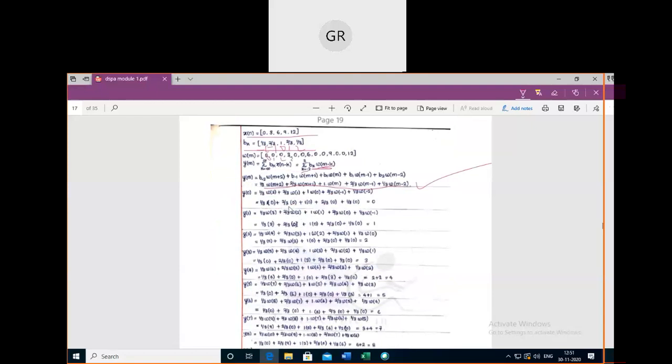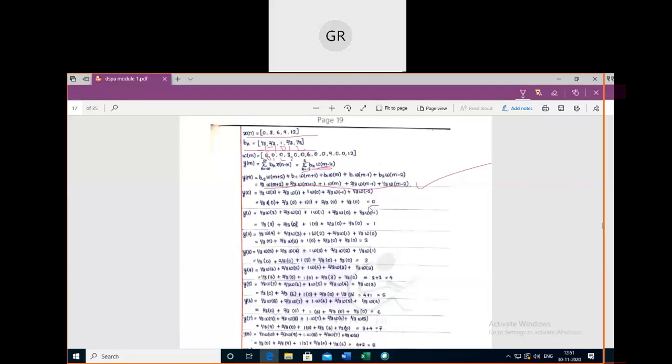Then we substitute the m value and k value here. We got this equation. Now we substitute m equal to 0. Here y of 0 equals 1/3 w of 2 plus 2/3 w of 1 plus 1 w of 0 plus 2/3 w of minus 1 plus 1/3 w of minus 2. The values start from the 0th position: 0, 1, 2, 3, 4, 5, 6, 7, 8, 9, 10, 11, 12. What is the value of w of 2? It's 0 only. w of 1 is also 0, w of 0 is also 0, w of minus 1 is also 0, and w of minus 2 is also 0.